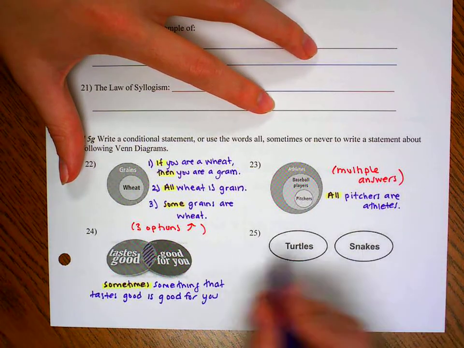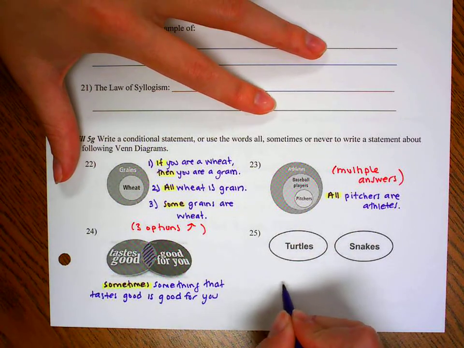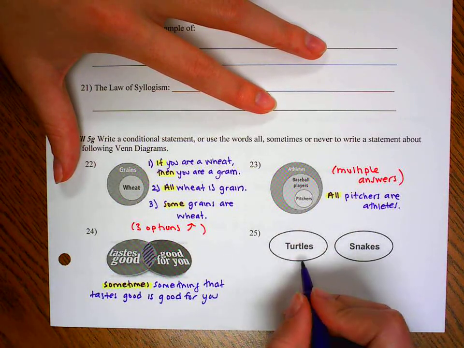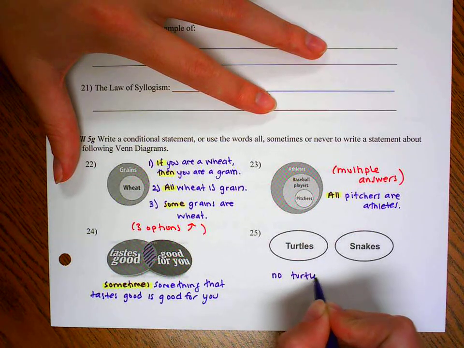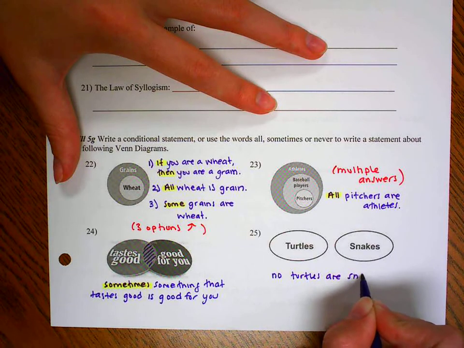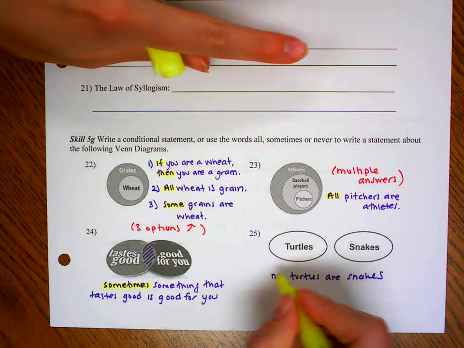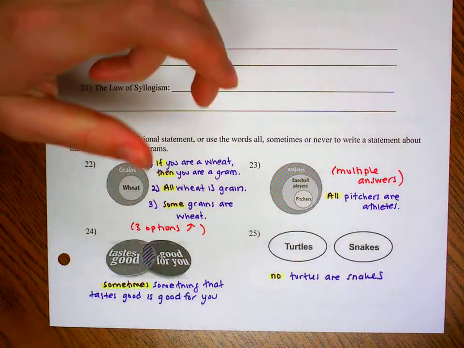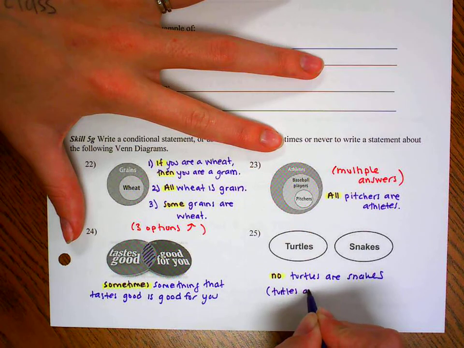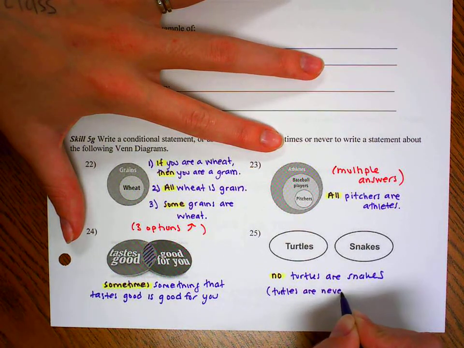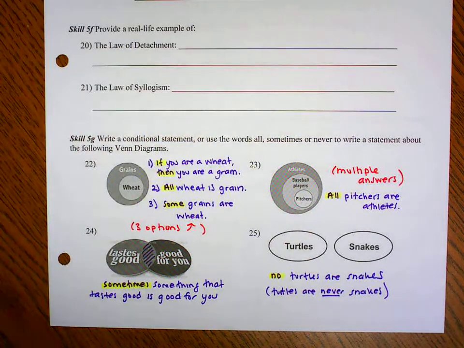25. Notice that these two ovals don't intersect at all, so we have to use the word never or none. So we could say that no turtles are snakes. You could have put turtles are never snakes. Same thing. I'll put that in parentheses. You could say turtles are never snakes. It's the same thing. We won't be that picky as long as that meaning is there.